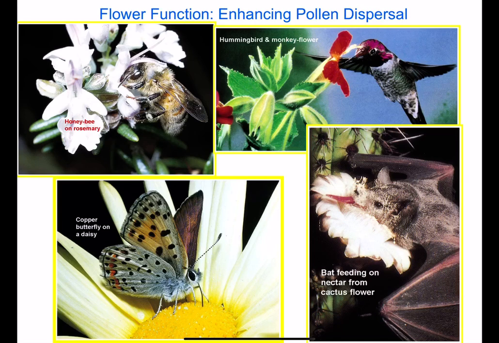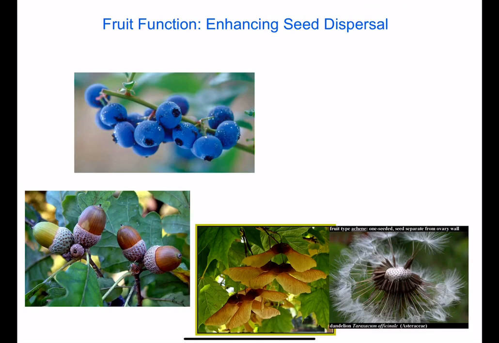Namely, those pollen grains are going from one flower to the stigma of another flower. Preferably an unrelated flower, right? From the plant's perspective. But animals do tend to get rewards from this. Okay, so that's the flower side of the story. The other side of the story, though, is the fruit.